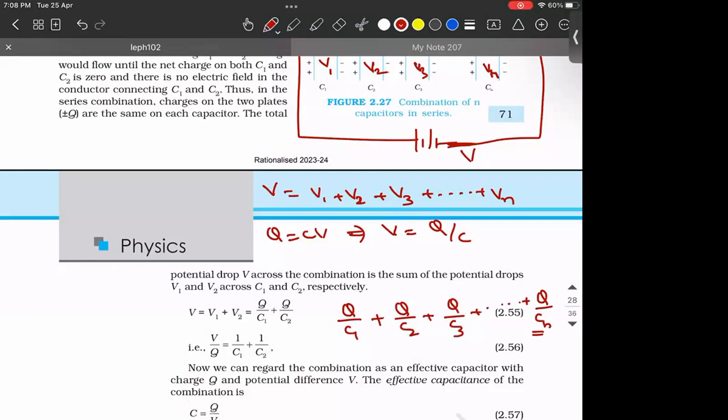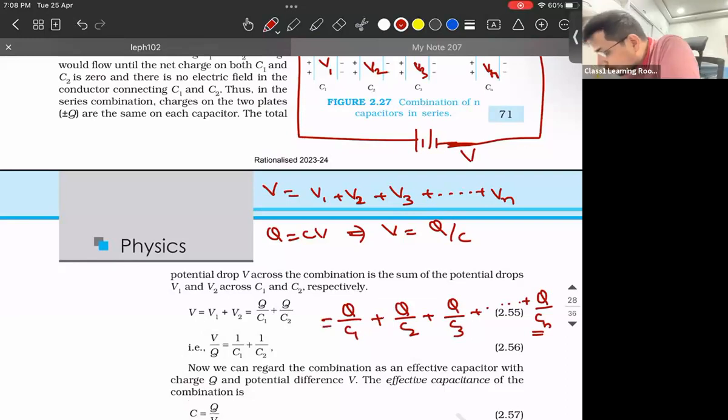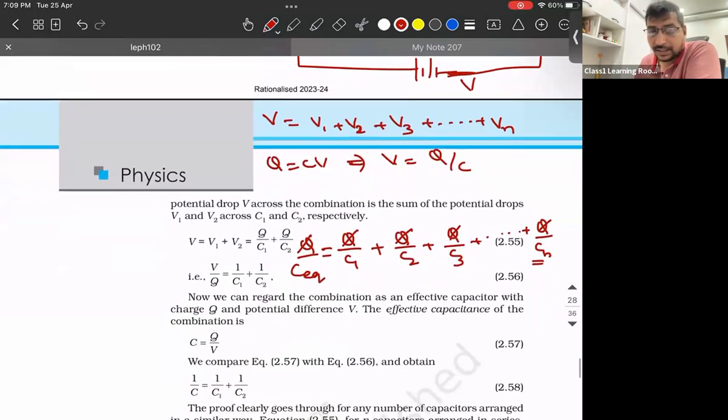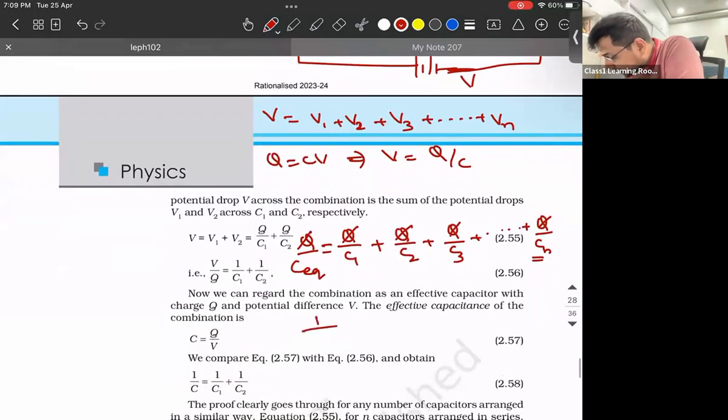So Q divided by C1 plus Q divided by C2 plus so on till Q divided by Cn. And this value will be equal to the left hand side, the battery potential. Q everywhere will get cancelled, as a result of which you will be left with 1 by C equivalent is equal to 1 by C1 plus 1 by C2 plus so on till 1 divided by Cn.